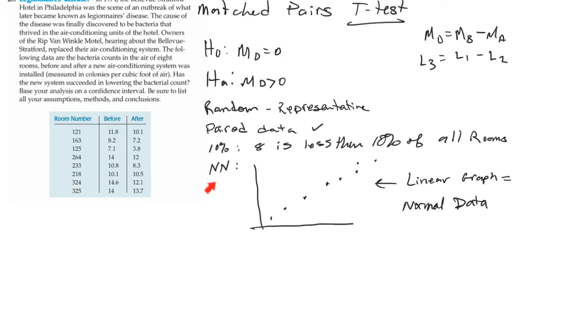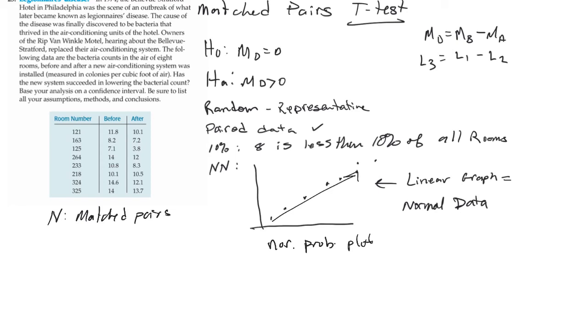To do nearly normal, I did a normal probability plot, and what I want to make sure is that this graph is kind of a linear pattern. If it's linear, that means you've got normal data. Okay, the next part would be to go into it, so the name of this test is matched pairs.